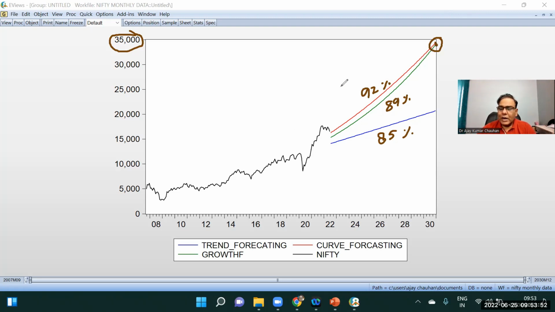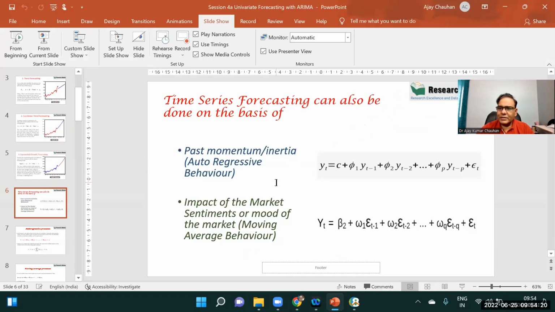So after learning these 3 basic types of forecasting, now we are moving to the complicated forecasting, that is called ARIMA forecasting. So you have to now be attentive to understand the concept. First of all, I will explain the basic concept of ARIMA, and then we will move to the practice session.